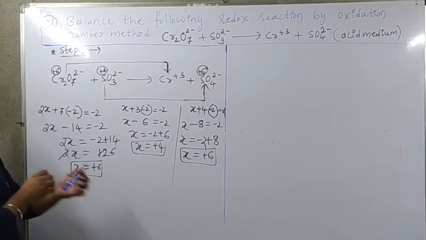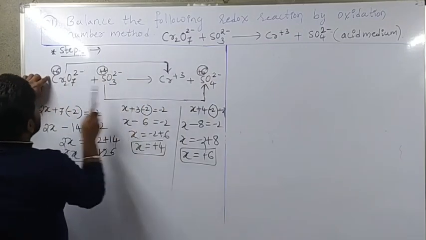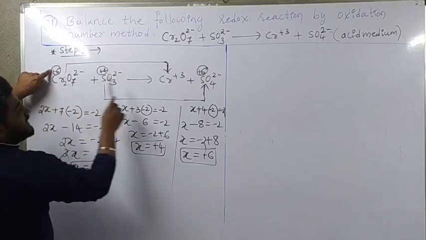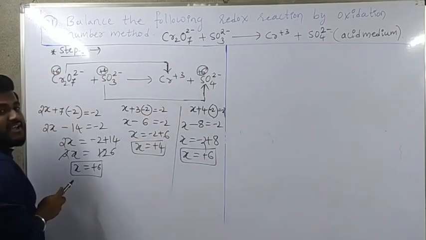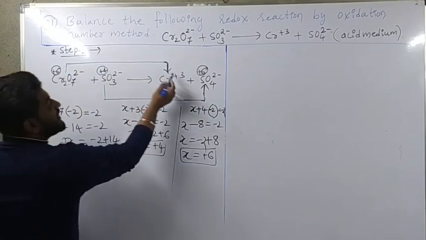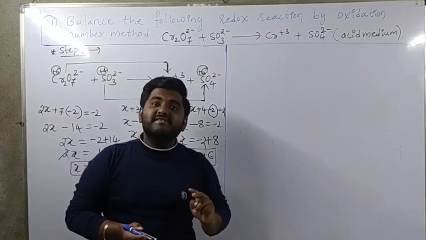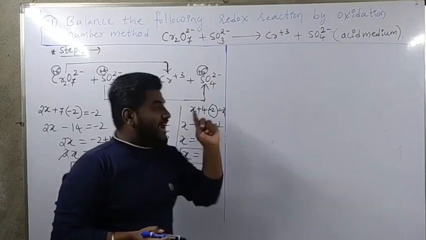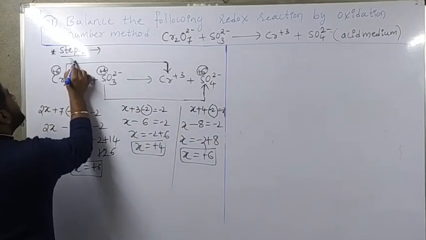Carefully see, guys. From here to here, Cr is there in plus 6 state, and Cr is there in plus 3 state. Means plus 6 to plus 3. There is a decrease in oxidation number by 3 units. That you have to write. So what is that? Decrease.